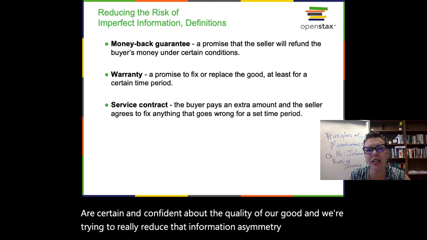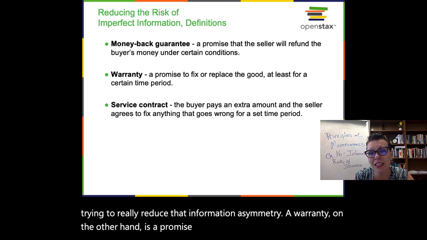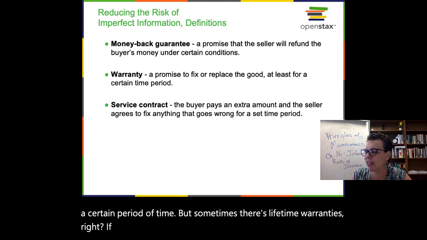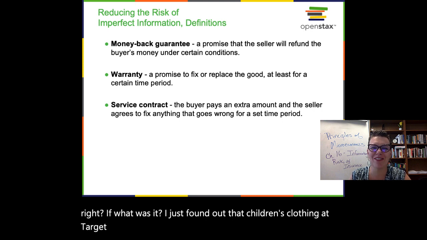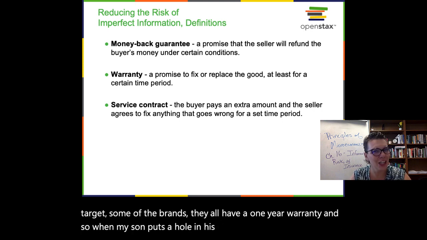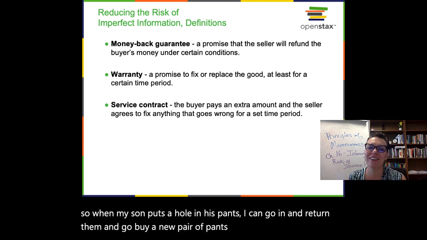A warranty, on the other hand, is a promise to fix or replace the good, usually for a certain period of time, but sometimes there's lifetime warranties, right? I just found out that children's clothing at Target, some of the brands, they all have a one-year warranty. And so when my son puts a hole in his pants, I can go in and return them and buy a new pair of pants. So that's pretty great, right?